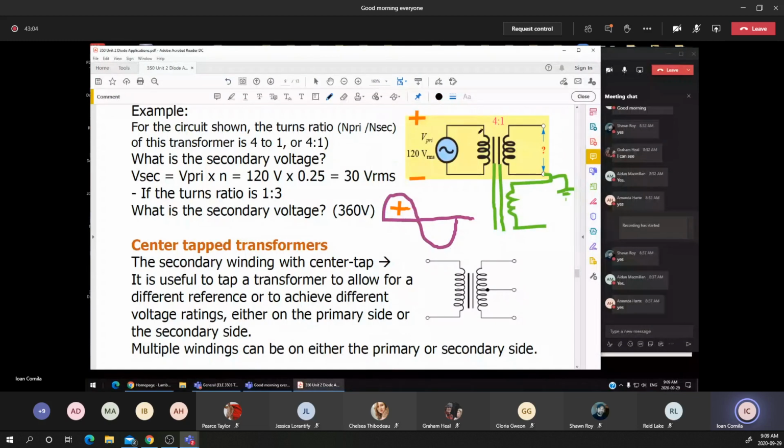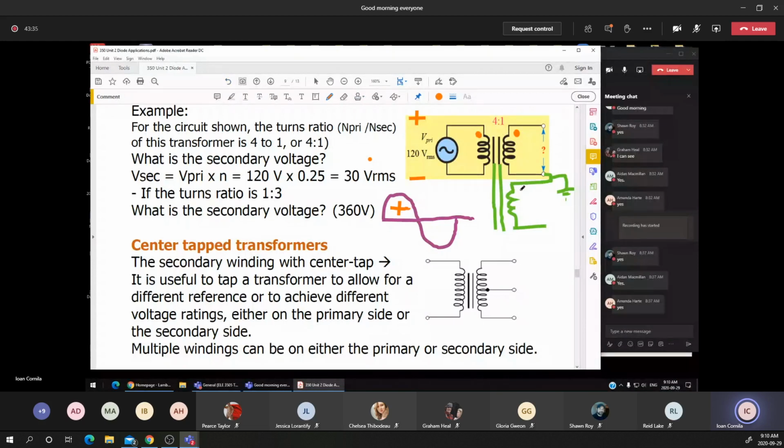Let's say that's the dot notation. I'll put a dot on this side of the transformer and a dot on this side of the transformer. What that means, and we'll discuss in detail this notation in the electrical machines, is that with the dot notation, the two voltages are in phase.